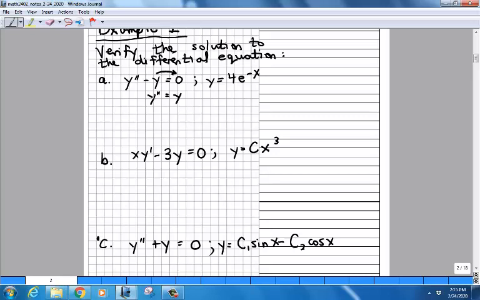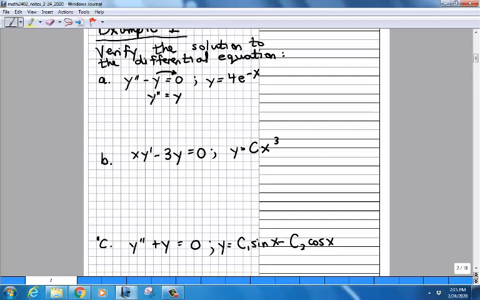Okay. All right. So here we're given a hypothetical solution to that differential equation, and we just want to verify that that is true. So I just want to check, is that function really a solution to this differential equation?